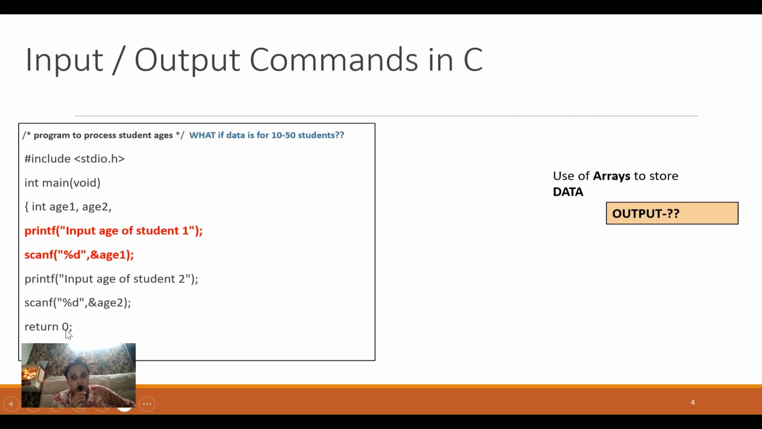So what will be the output for this? The output is going to be, let's say the student 1 age is 20 and student 2 age is 30. So the output is going to be 20 comma 30.